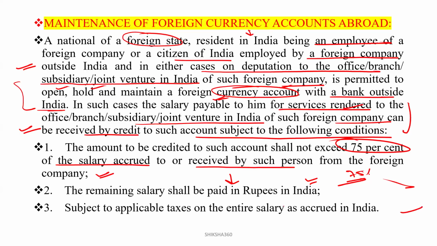Subject to applicable taxes on the entire salary as accrued in India. Clear, taxes will be applicable. So, very, very important. The amount to be credited to such account shall not exceed 75% of the salary accrued or to be received by such person from the foreign company. Second, the remaining salary shall be paid in rupees in India. Third, subject to the applicable taxes on the entire salary as accrued in India.